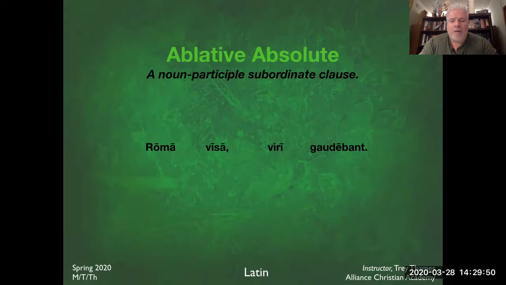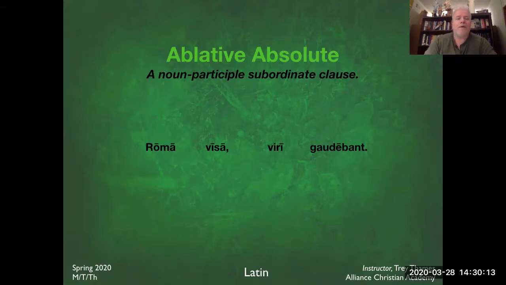Now, you probably have already figured out that the second half of this sentence, viri gaudebant, looks like your main sentence, and it is. Viri is obviously your subject, plural, nominative, the word men, and gaudebant is your verb. It's an active imperfect indicative, sorry. Third person plural, so it's the men rejoice.